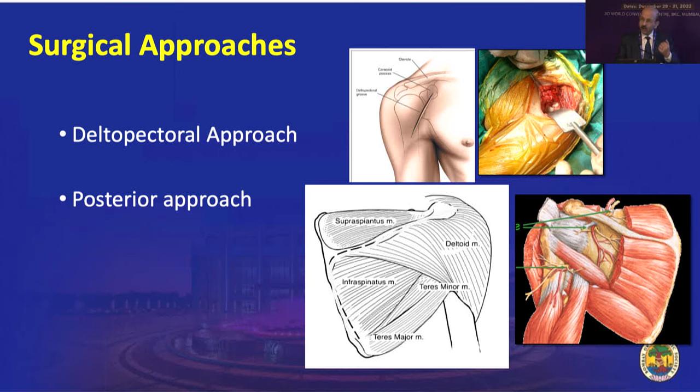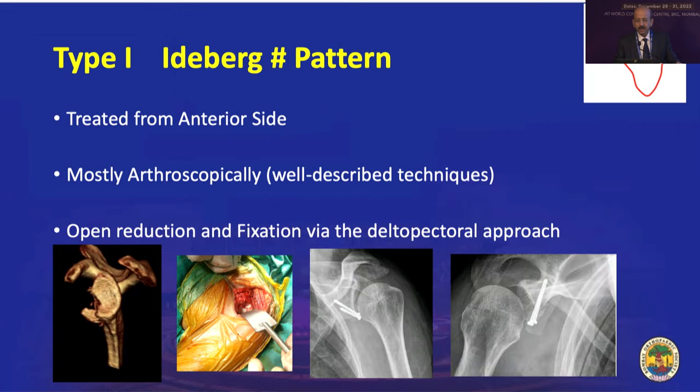Actually, the most common ones are the posterior approaches. And there we have the extensile, muscle sparing, and minimally invasive lateral incision type approaches. So I'll just give you some examples. Anterior fracture, like a bony Bankart, you can fix it the same way as you do for any bony Bankart. And arthroscopically, I am a trauma person, not so efficient in arthroscopic fixations.